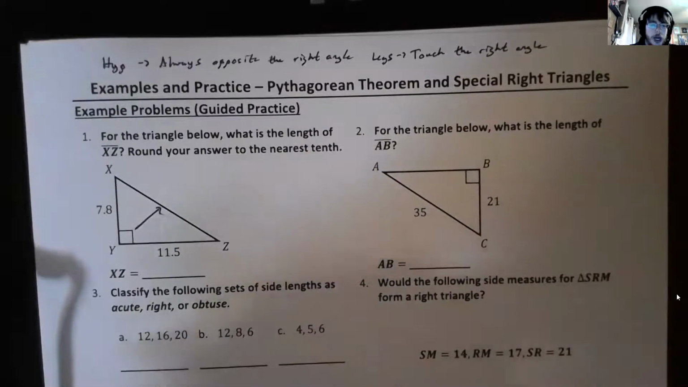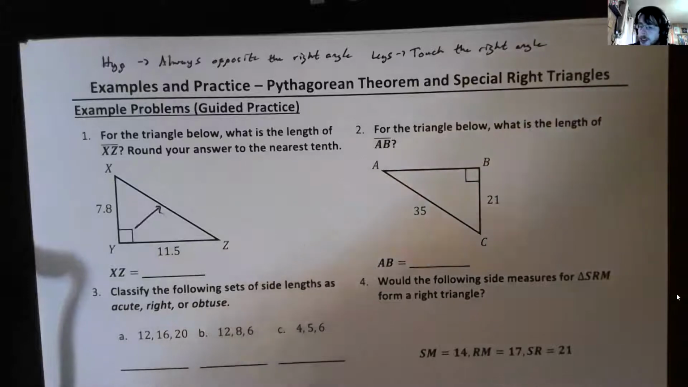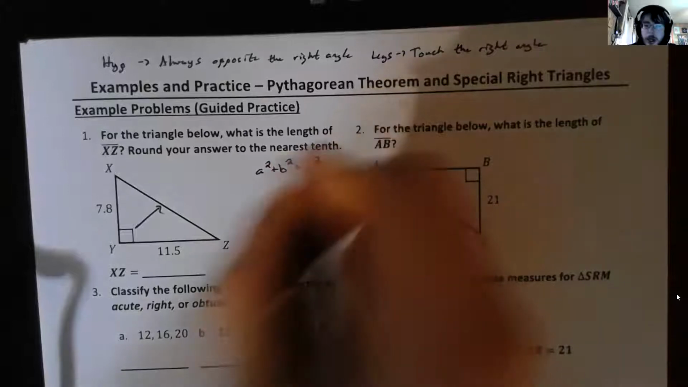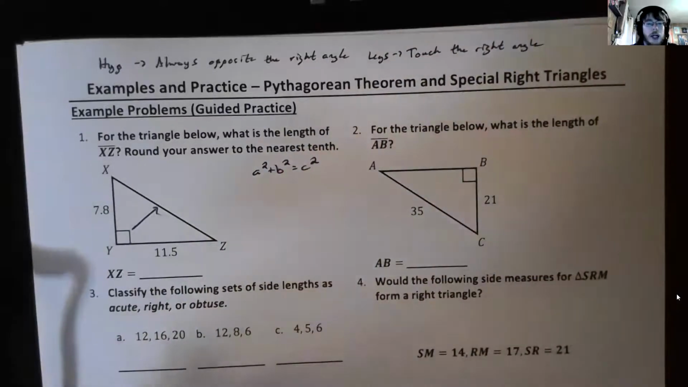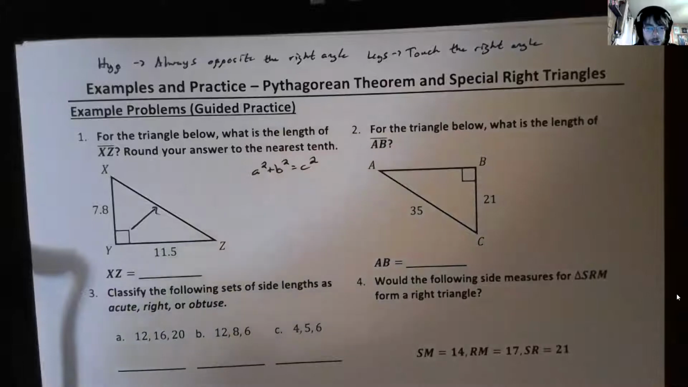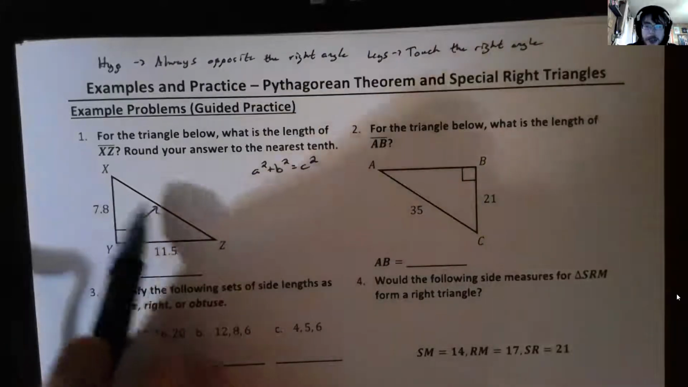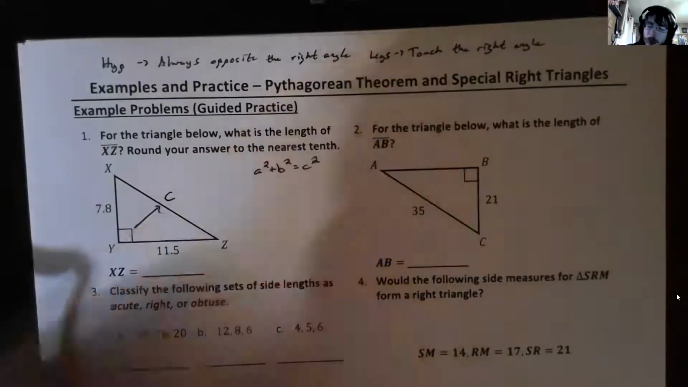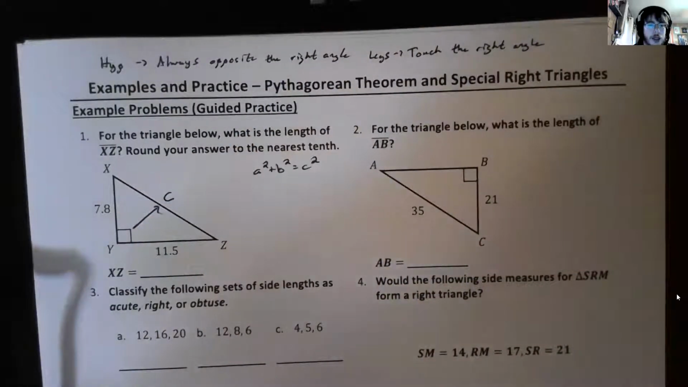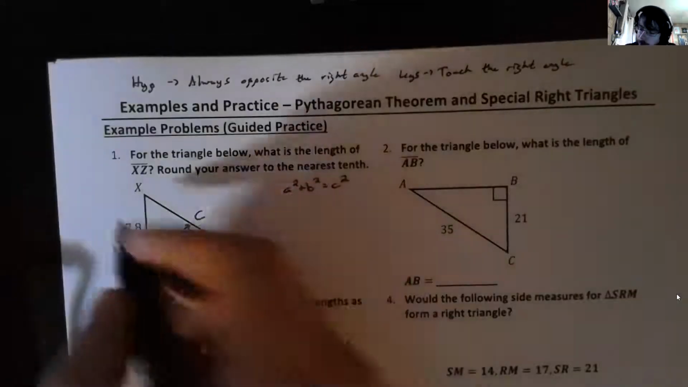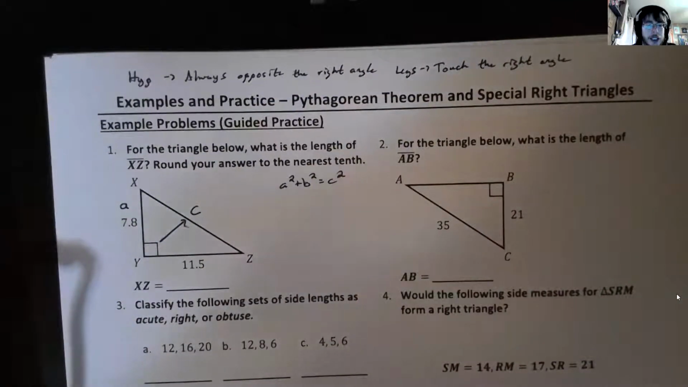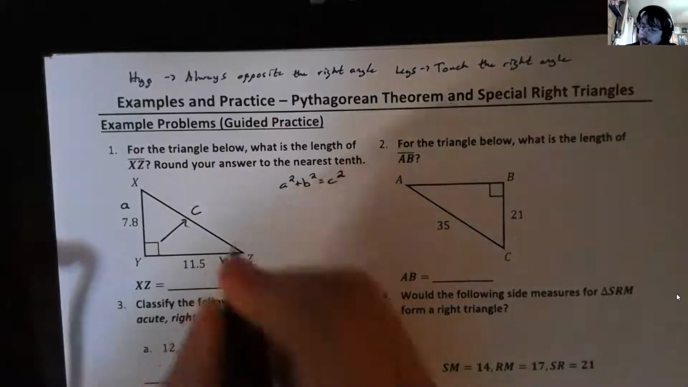So when we're dealing with right triangles, we're going to be using the formula a squared plus b squared equals c squared. Now we have to determine what our a, b, and c values are. Well, since we're missing our hypotenuse, and C is always labeled as the hypotenuse, we don't know what C is. We do know what A is. Normally I say that A is the short leg. So A will be 7.8. And then I know what B is, which is 11.5.